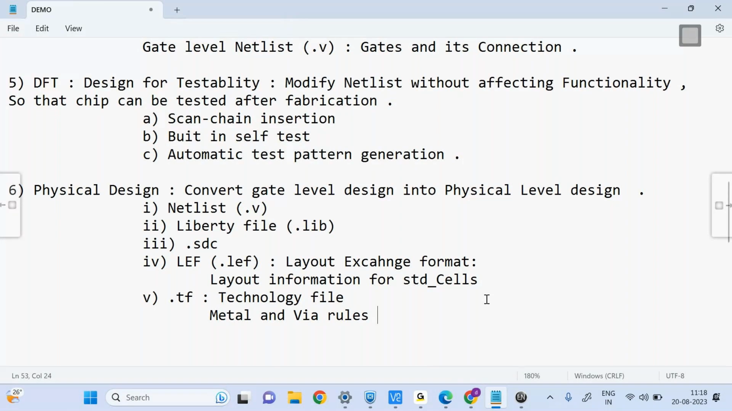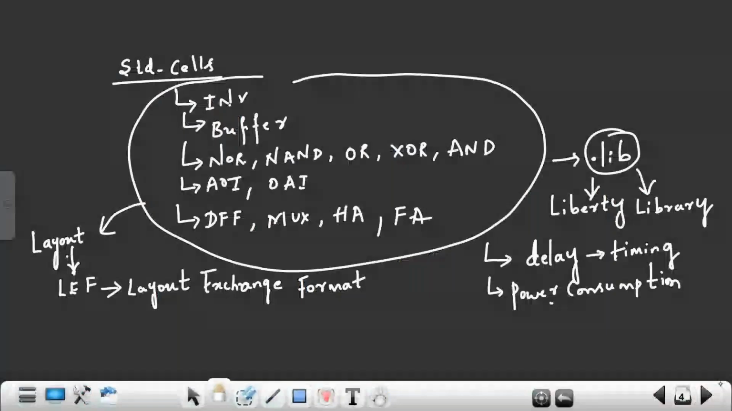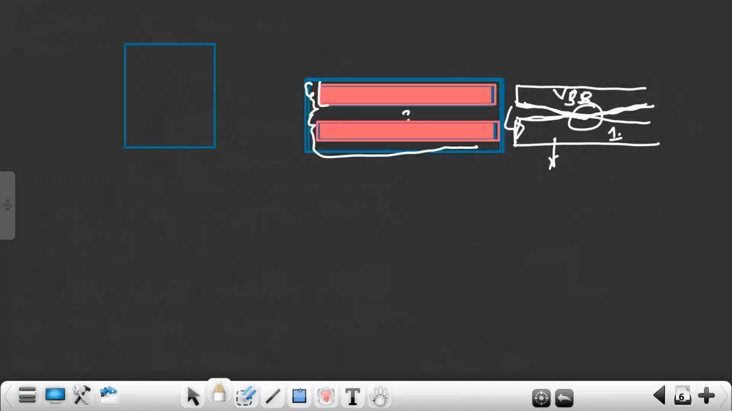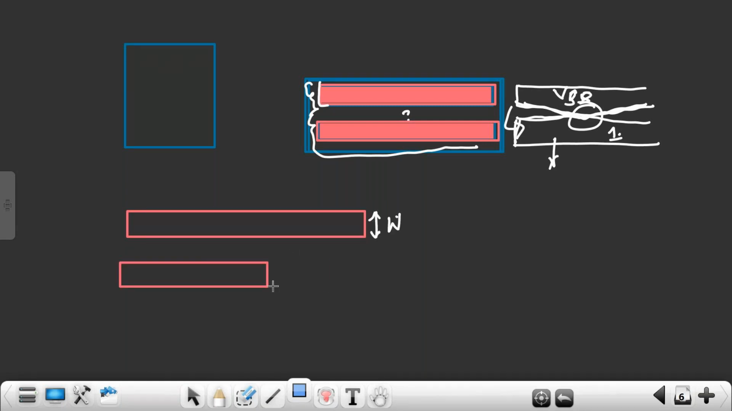See, what is the meaning of rules? If I use any metal layer, in your UG classes you have studied lambda based rules, right? For any metal layer, you should have a minimum width. The width of the metal layer should not go below the width mentioned in the .tf file. If I use a width less than the width mentioned in the TF file, my foundry cannot fabricate this. My foundry can fabricate the metal if I maintain this minimum width and minimum spacing between the metal layers.